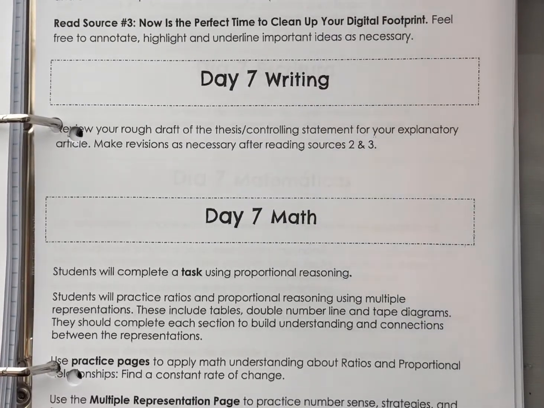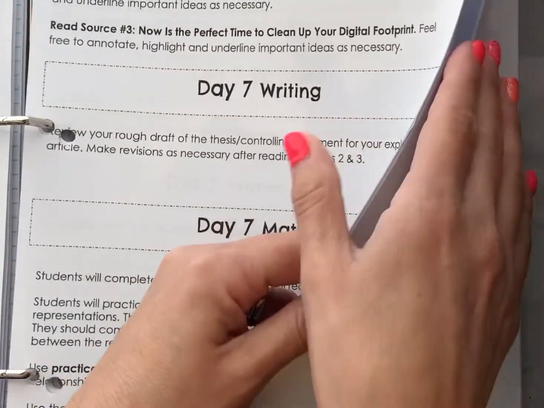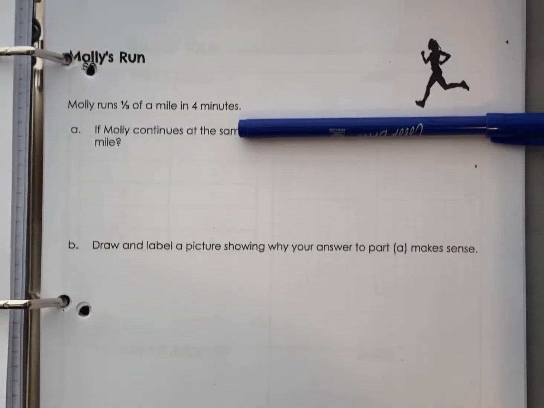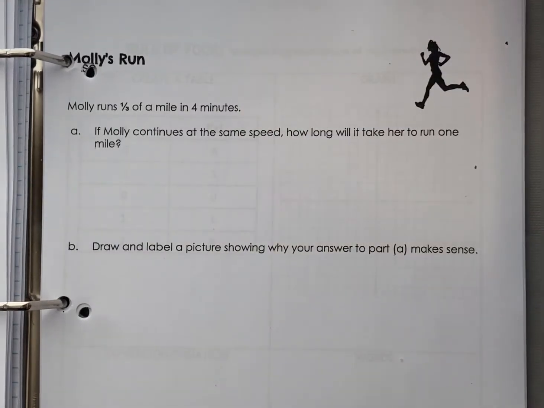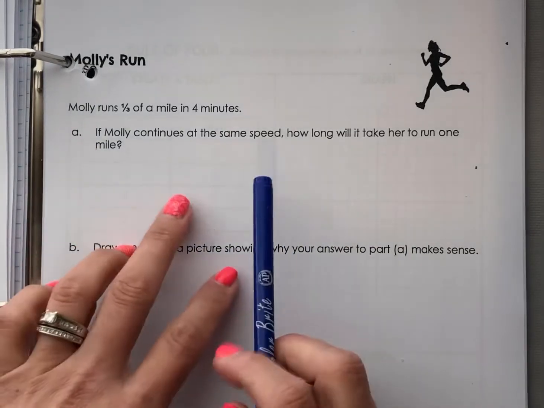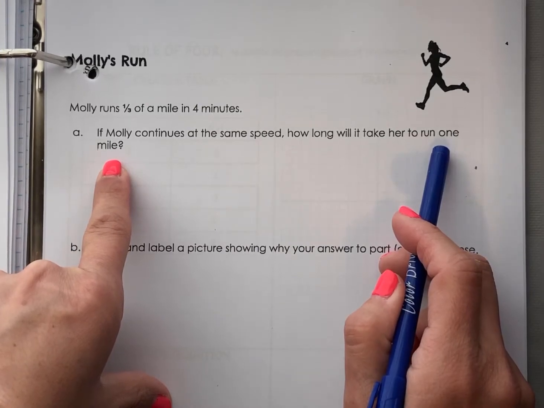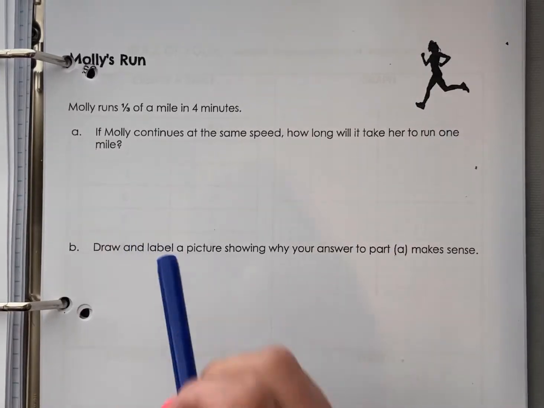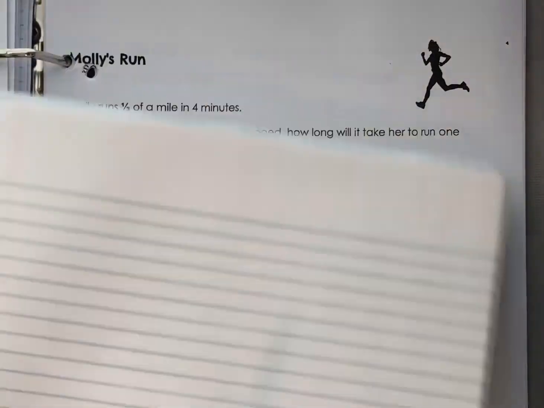We are on Molly's run, the first question. Let's get to that question. So Molly runs 1/3 of a mile in 4 minutes. So that's our rate. If Molly continues at the same speed, how long will it take her to run 1 mile? So we need to get to our unit rate of 1 mile. So that tells you your miles will need to go on the bottom. So let's set up our rate.